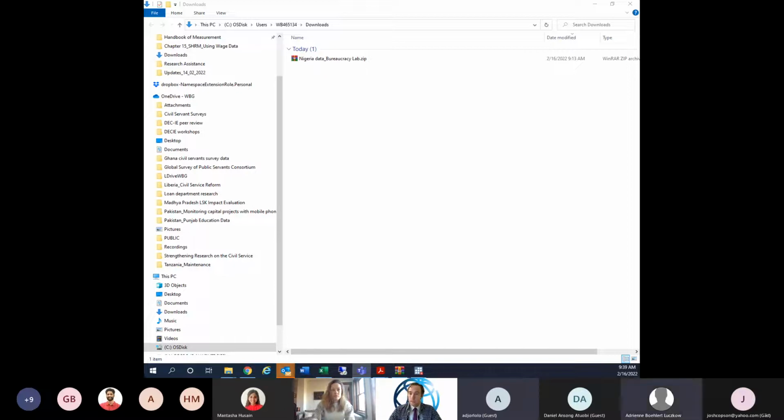They've put links to showcase where the data is. It says Nigeria data sets for lab sessions. And if you go to data questionnaires and codebook, then you can get the data from there.